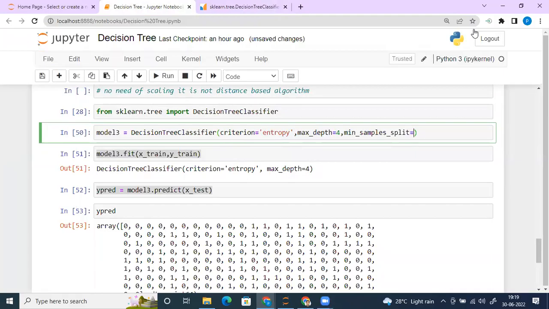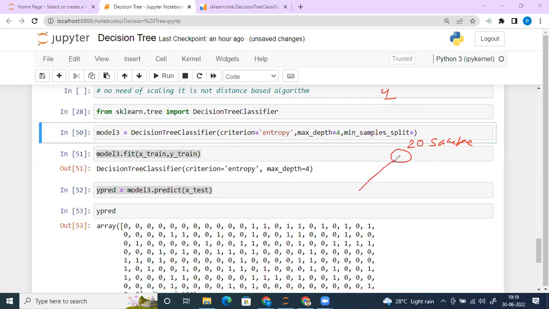Suppose I put this parameter min sample split equal to, let's say, 4. And suppose I come to the root node. At the root node, I had 20 samples available. So it will check: it is a root node, minimum samples required to split is 4, and 20 is way more than that.